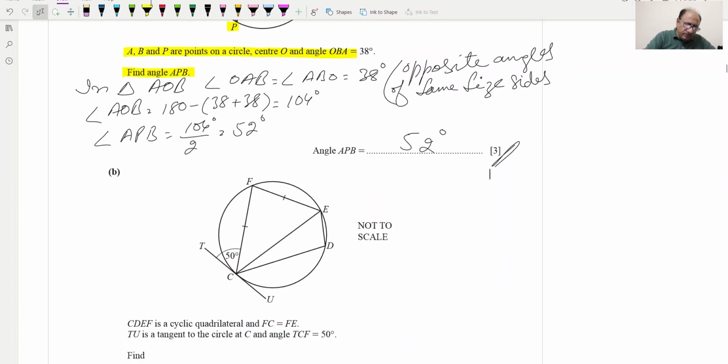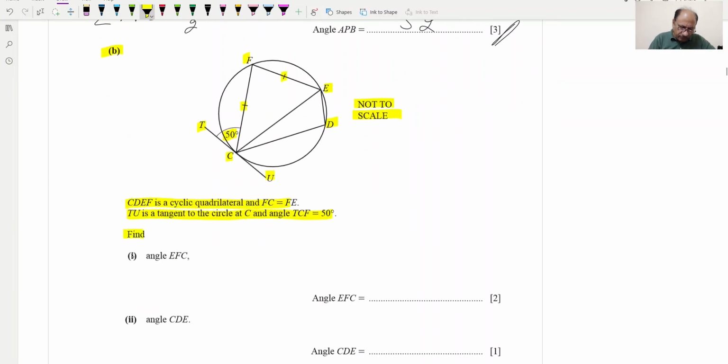Now B part, there is another drawing which is provided which is also not to scale. CDEF is a cyclic quadrilateral, and FC is equal to FE. This side is equal to this side. TU is the tangent to the circle at C, and angle TCF is 50 degrees. This angle is 50 degrees. First of all, we have to find angle EFC.